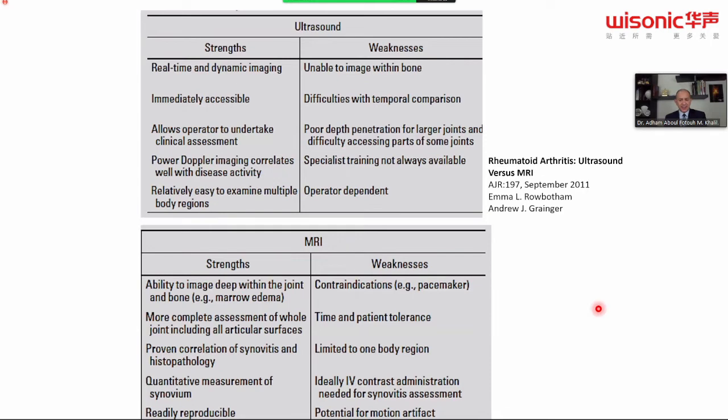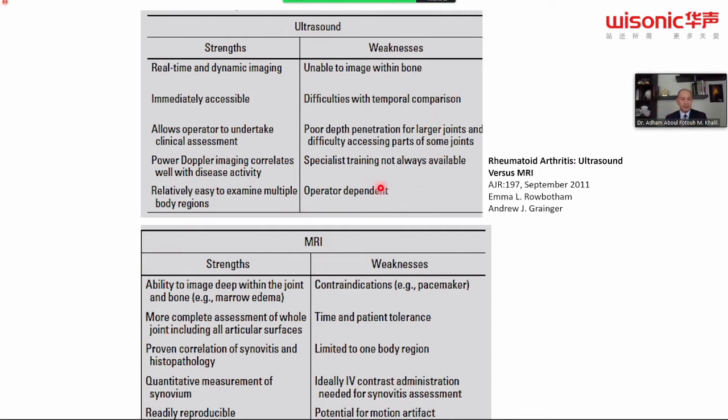Now, this is a very nice paper also, published regarding the strengths and the weaknesses of ultrasound and MRI. For example, ultrasound cannot penetrate into the bone, and temporal comparison is difficult. Temporal comparison meaning time comparison, although I have to say that it's now easy with some machines to bring out old studies and show the new image, and then you can tell the difference.